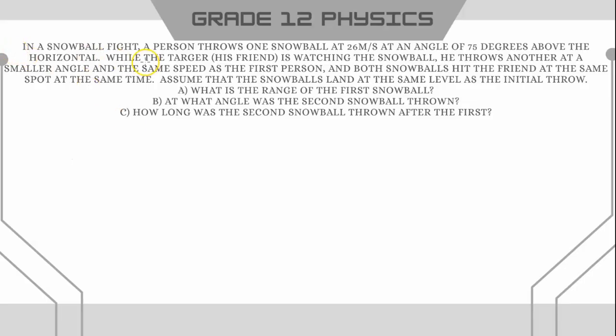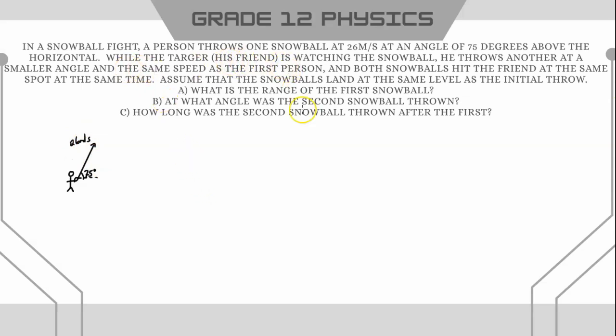So here we have, in a snowball fight, a person throws one snowball at 26 meters per second at an angle of 75 degrees above the horizontal. So here's my best drawing. So snowball, angle of, it's a very high angle, 75 degrees. So 75. It's always good to draw things out so you understand what's happening. So 26 meters per second.